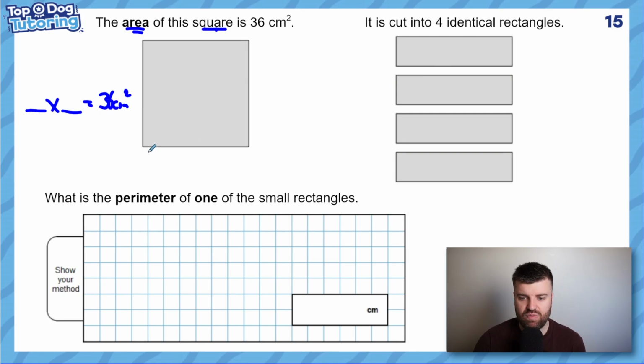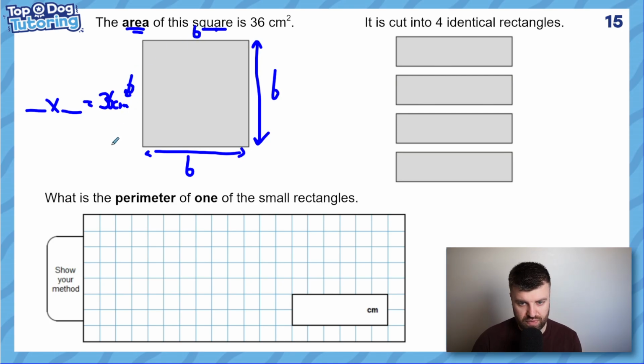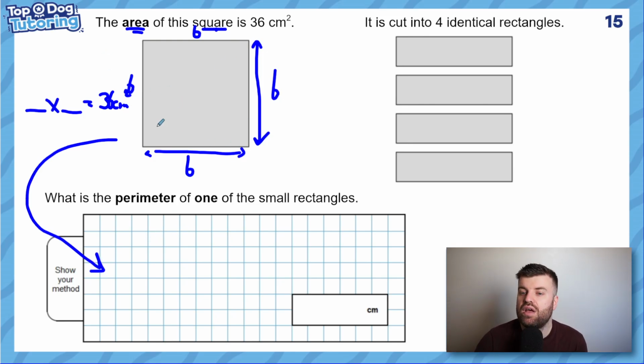Now for area, we multiply the width by the height. In this case, it's the same number. What number can we multiply by itself to get 36? Using your square numbers, which you might well have learned, it's 6 and 6. So we know each length of the side of the square is 6, 6, 6, 6. Cool. You could be doing this working out in the box, by the way, if you want to make sure you show your method, but you can also write up on the question. It's up to you. Okay, well, let's look at the actual question, shall we, before we get carried away.